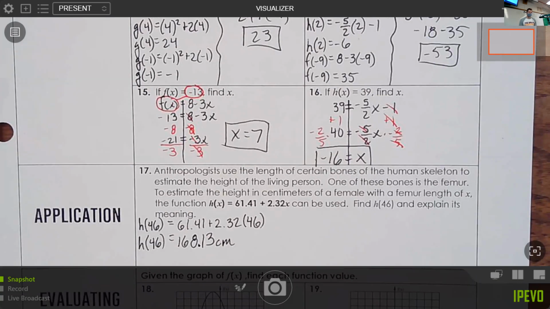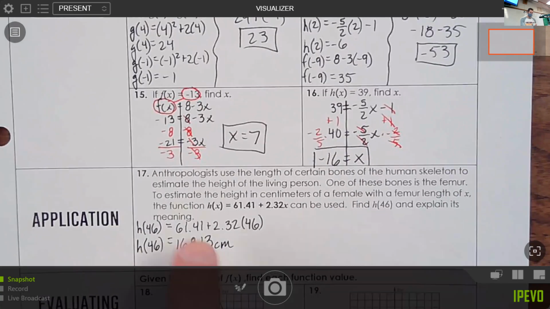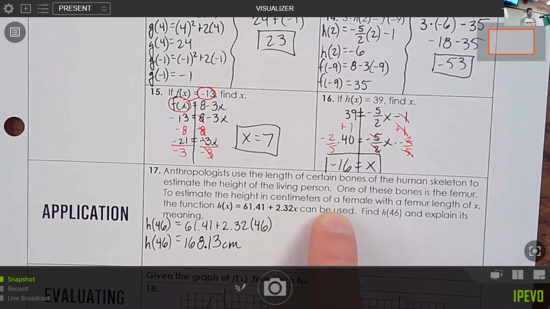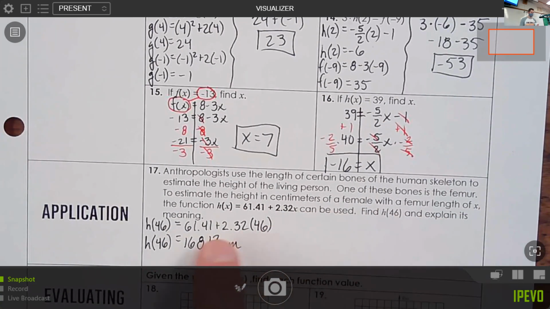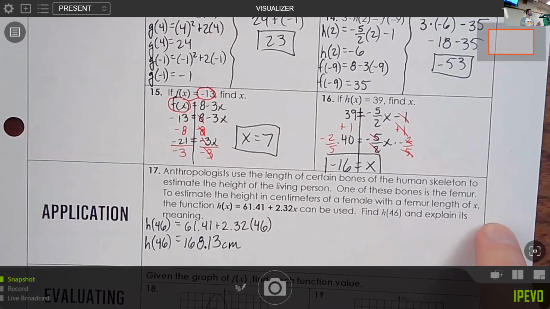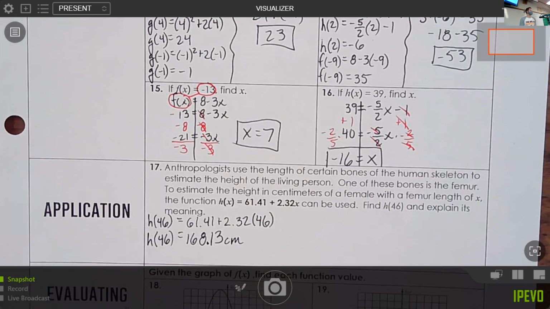So this problem told us that one of the bones is the femur. To estimate the height in centimeters of a female with a femur length of x, use this function and solve for x equals 46. So what does this mean? Who can tell me? Femur length of x, we said that x is 46. What does that mean?